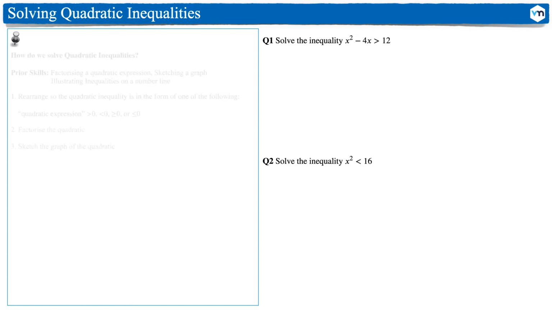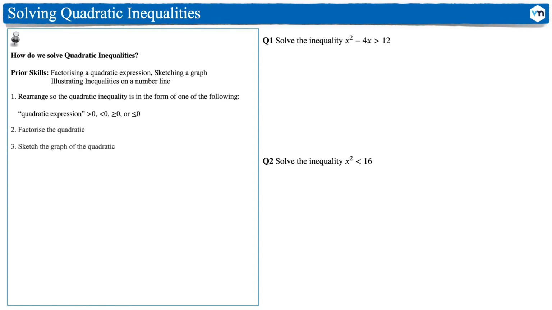How do we solve quadratic inequalities? Well, here are the prior skills that you will need. You'll need to know how to factorise a quadratic expression, and also sketching the graph of a quadratic expression, and finally how to illustrate inequalities on a number line.